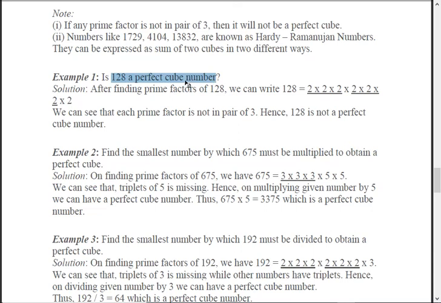Now is 128 a perfect cube? Let's see. Divide it and bring it into prime factors: 2, 2, 2, 2, 2, 2, 2. So one group of 3, then again one group of 3, and one 2 remains. So it is not a perfect cube.